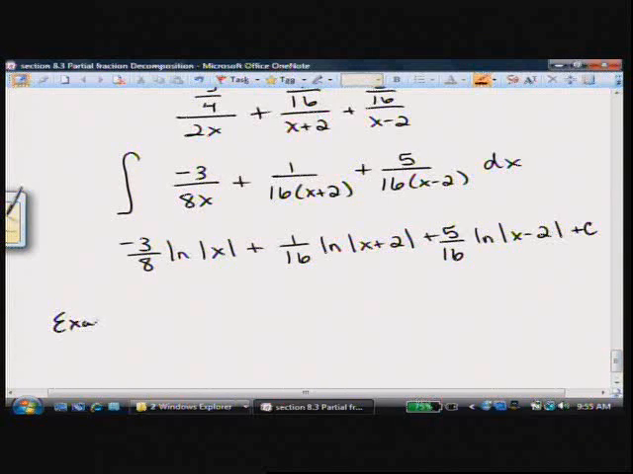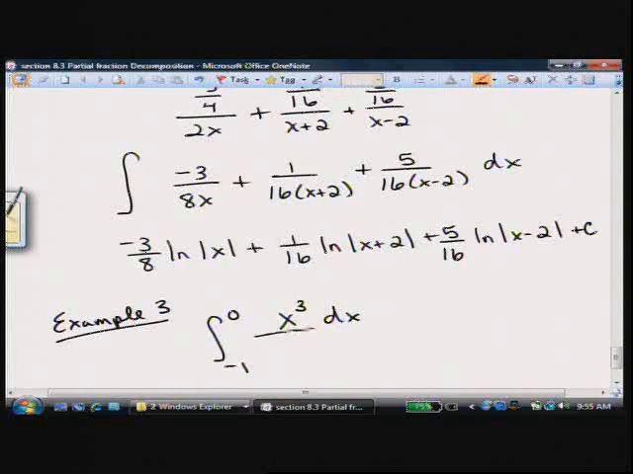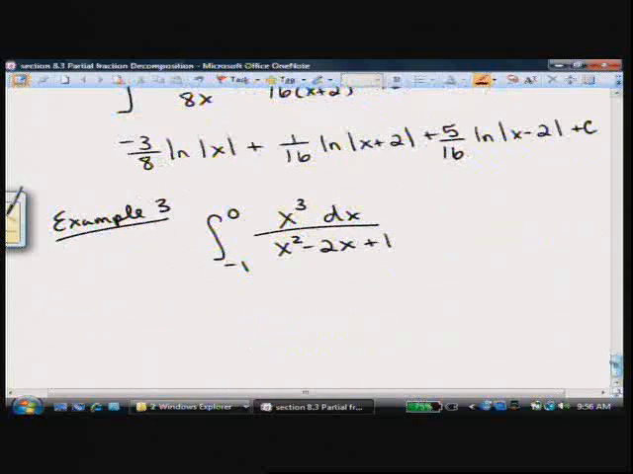this is example 3. And we want to integrate from negative 1 to 0, x cubed dx over x squared minus 2x plus 1. Okay, well, what do you notice first about this one? You should notice that the numerator is a higher degree than the denominator, so you actually need to do long division first. So let's remember how to do that.